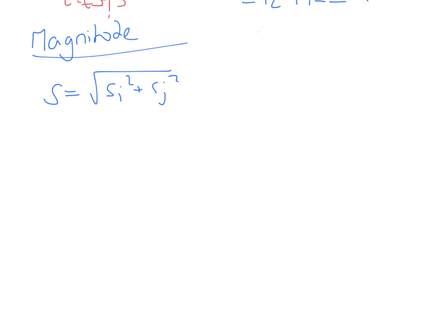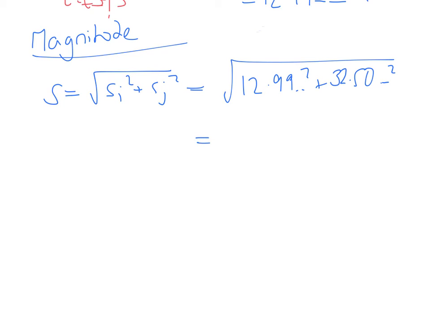Because we don't have a k, we can forget about that. So that's the square root of 12.99 blah blah blah squared plus 32.50 blah blah blah squared, which comes out at 35.0 meters to 3 significant figures. Now, because I'm not using this for anything later on, I'm not going to write out the string of decimal places. And then let's think about direction.